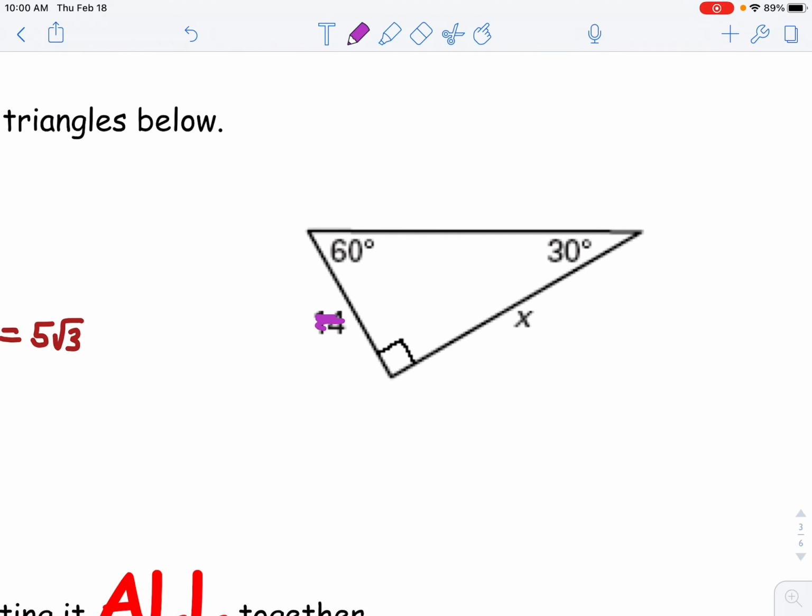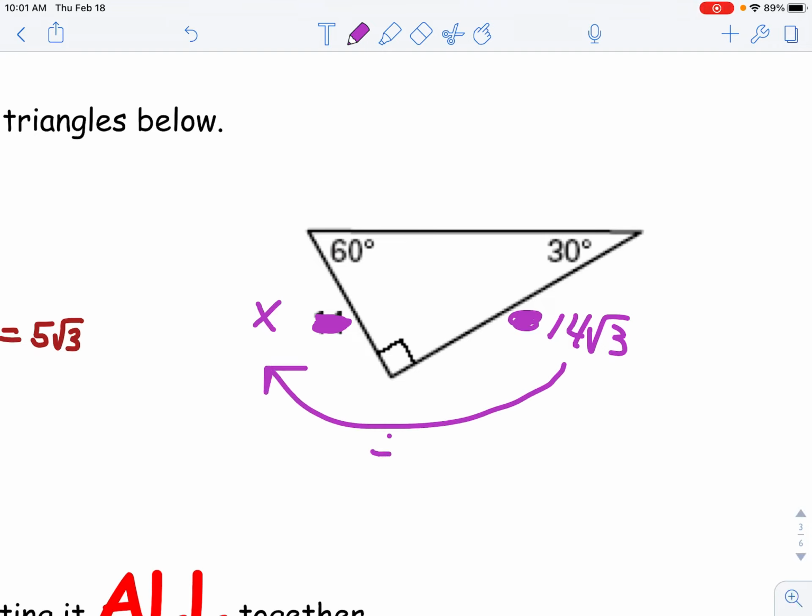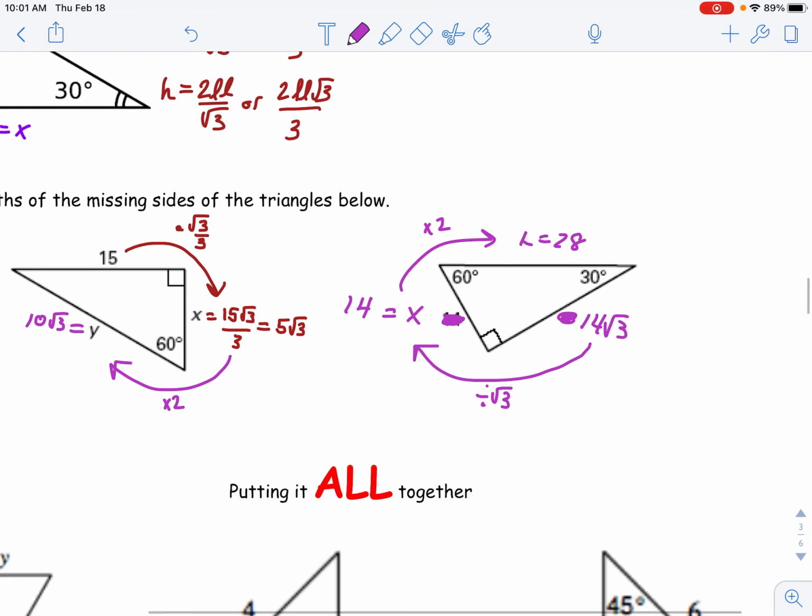Now let me change this problem really fast. Instead of that being 14, I'm going to call that x, and I'm going to call this side 14 radical 3 for fun. In this case right here, we're given radical 3, so we're just going to divide both sides by radical 3. Instead of multiplying by radical 3 over 3, we can just divide, and essentially we just remove it, and then bada bing, bada boom, not too bad, and we get all the other values. The short leg is just 14 then, and the hypotenuse is 28.